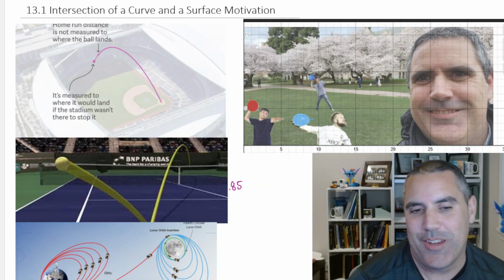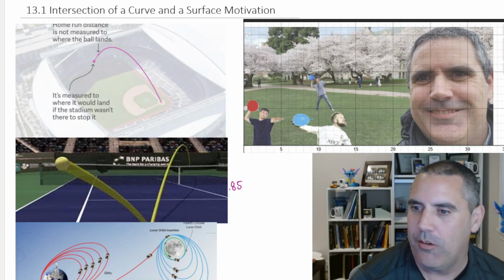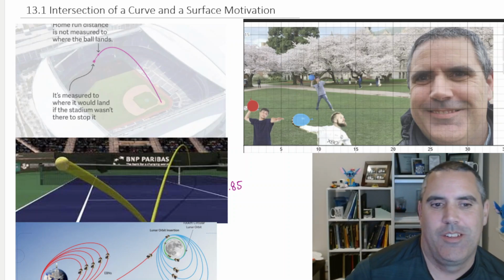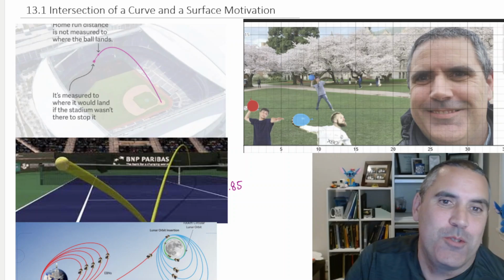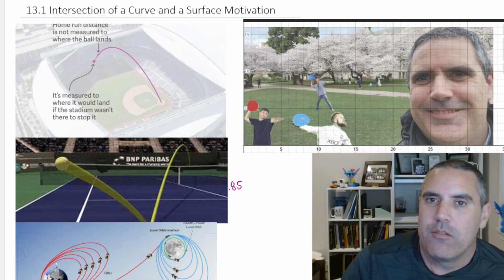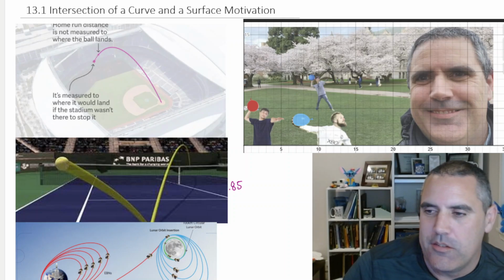Maybe more interesting to some would be, how do you design your path so that when you send your module out, you want it to land on the moon? That's more exotic. Curves are all around you. And so I just was thinking about this.